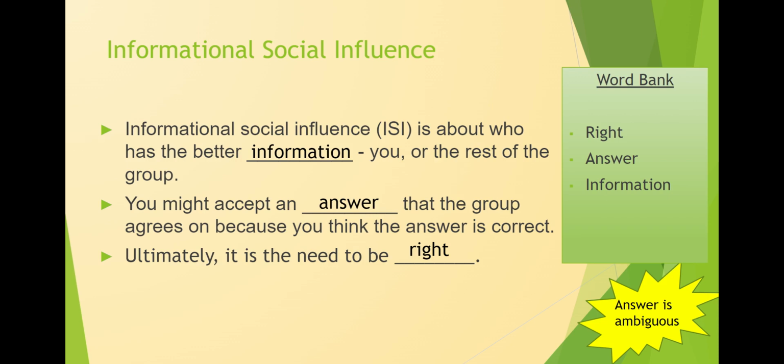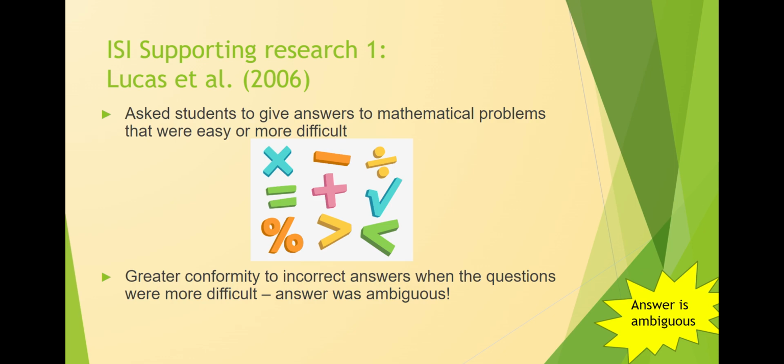Okay, it's not clear cut who would be right, so you might look to others for help to work out the situation. Now, I've got two pieces of research here to support informational social influence. Neither of them are key studies, so you can choose which one you would like to use, or you can use both of them. One of them is a bit more straightforward, which is this one here, and then the next one I'm going to talk about is less straightforward, but in my opinion, more interesting.